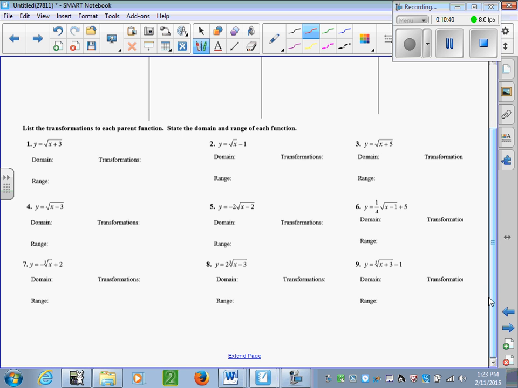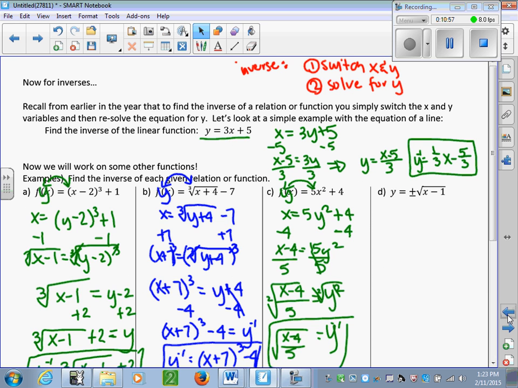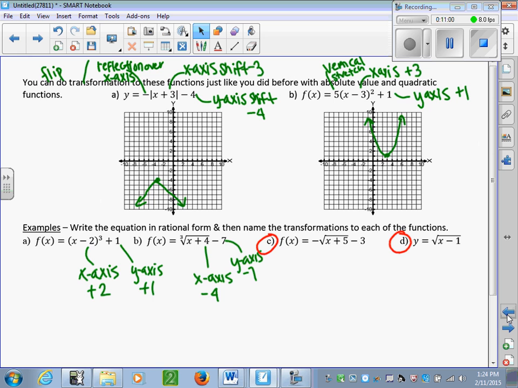All you're doing is listing the transformations to each parent function, and stating the domain and range. So I'm just reading the instructions right here. Listing transformations, stating the domain and range. Okay, so the easiest thing to do first is let's go back and look at our parent functions. Those are on page 1 of our notes here.